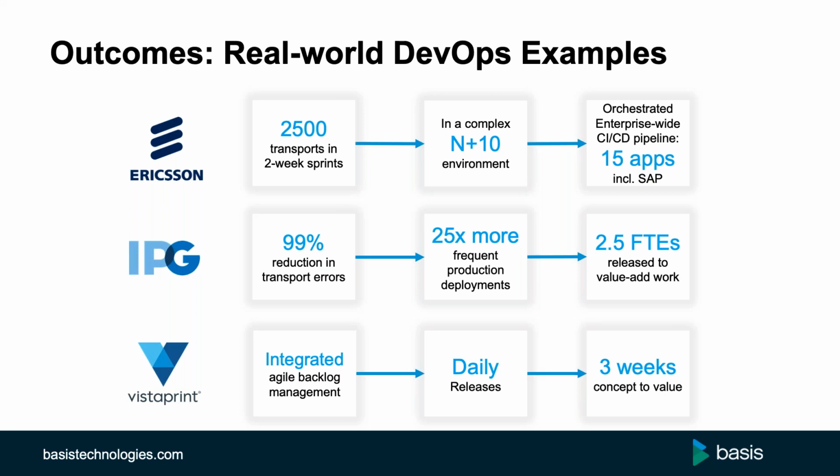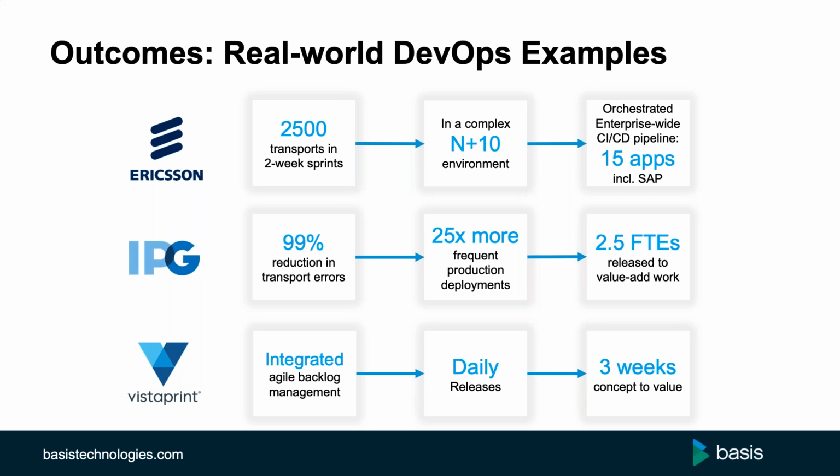And DevOps and agile concepts have contributed to that 3 weeks concept to value that they've compressed from anywhere between 12 and 18 months in terms of having an idea and getting it in front of customers, down now in some cases to 3 weeks. So again, very much this idea of business outcomes that DevOps and DevOps in SAP are helping to enable.